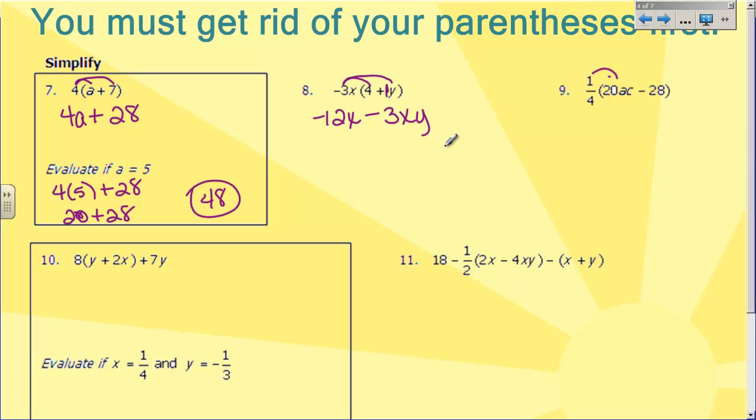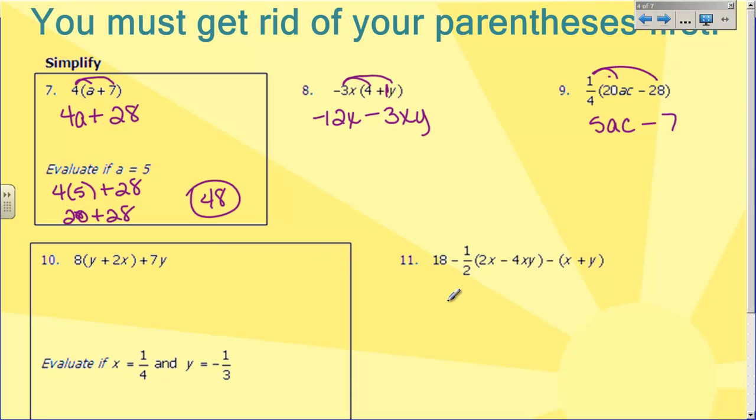Well, that means I got to take 1/4 of 20, which means I have to do 20 divided by 4. Well, 20 divided by 4 is 5 with the AC. And then I have to do 1/4 of 28, which is the same thing as 28 divided by 4, which gives me 7. So I'm now simplified.